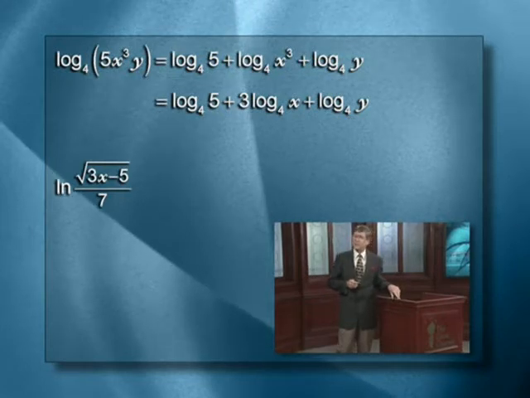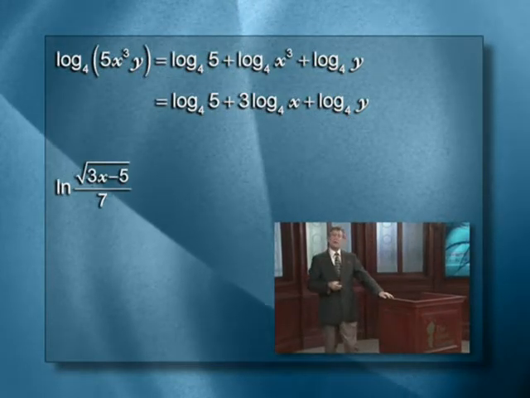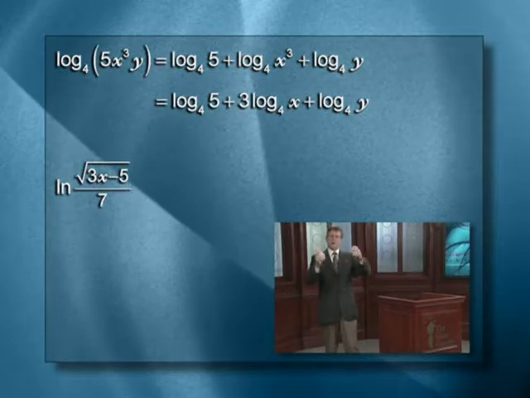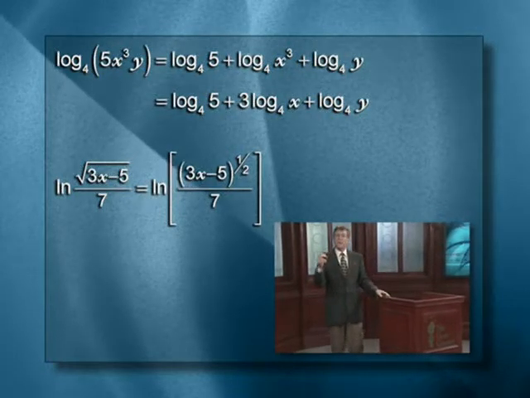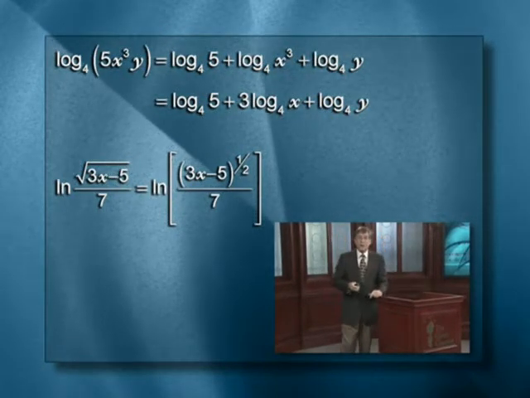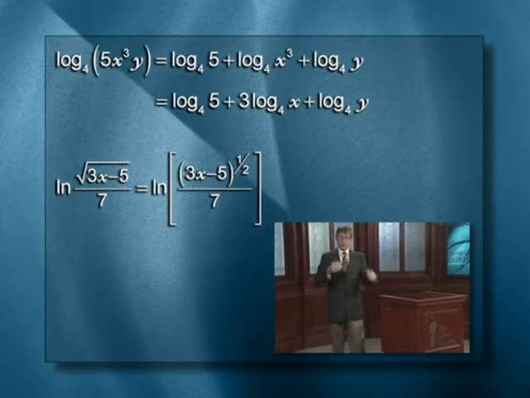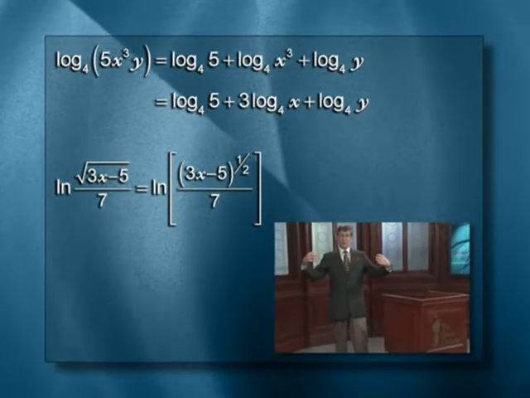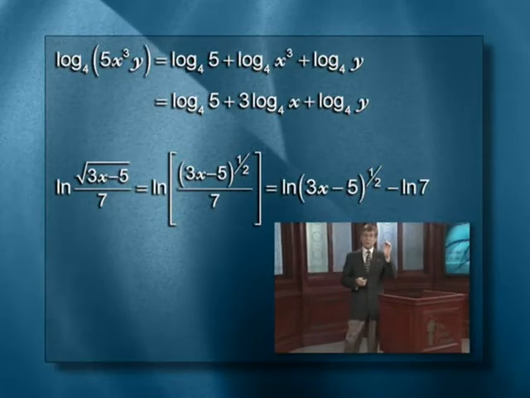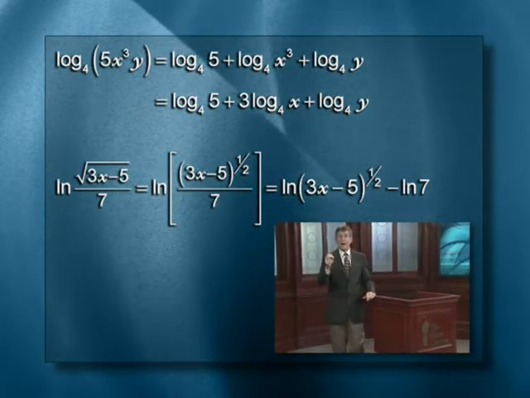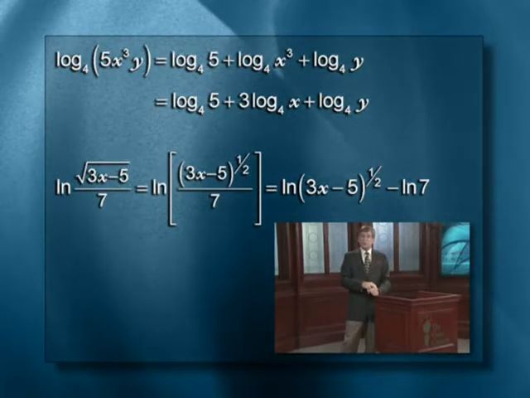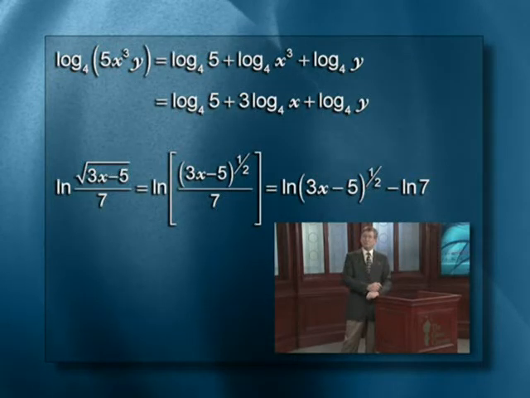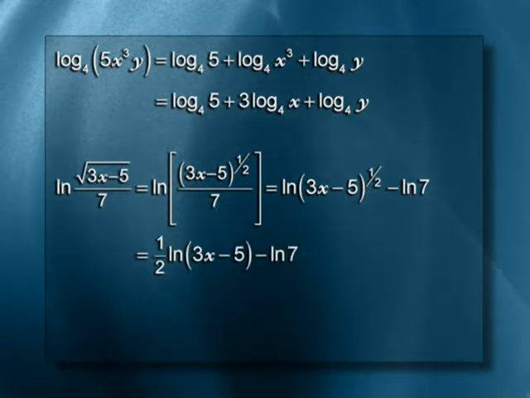Can we simplify this? Well, first of all, notice that a square root means it's an exponent of 1/2. So this is the natural log of 3x minus 5 raised to the 1/2 power divided by 7. Now it's a quotient, isn't it? So it's the difference of the 2 terms. So it's log of 3x minus 5 to the 1/2 minus log of the denominator, log 7. Okay, can we do more? Yeah, that 1/2 can motor into the front, and we get 1/2 log 3x minus 5 minus log 7.